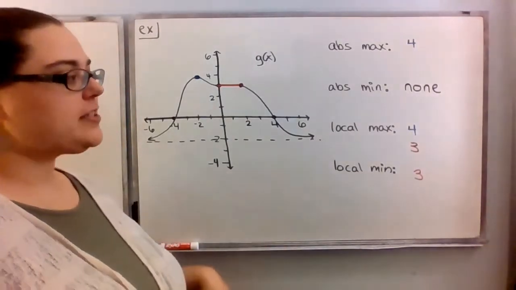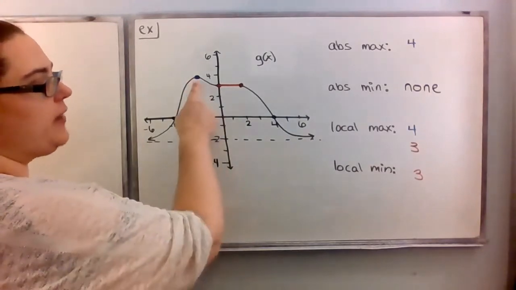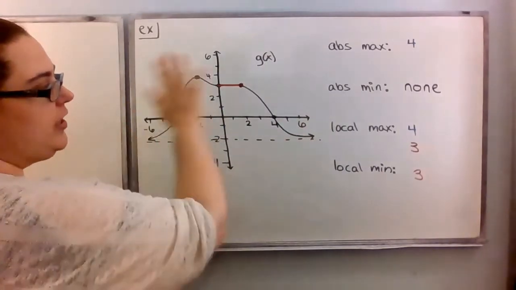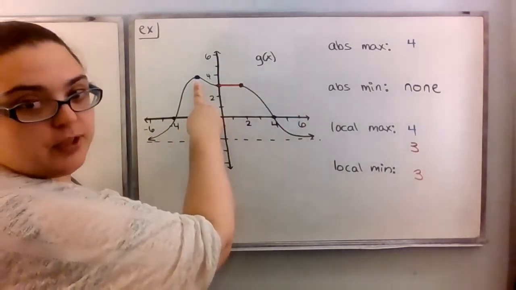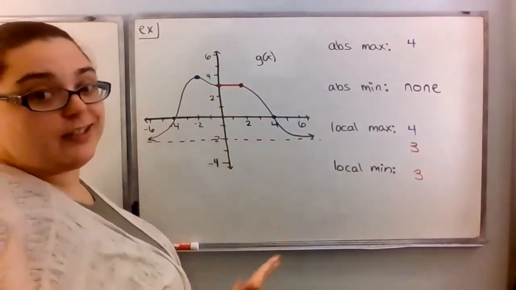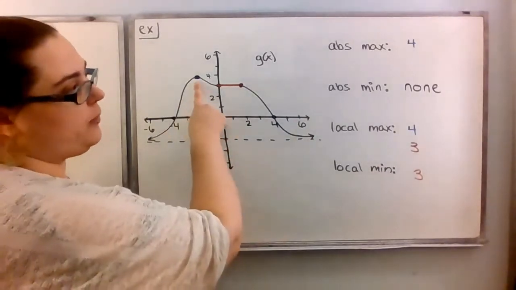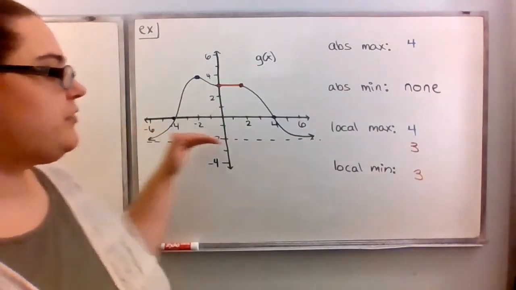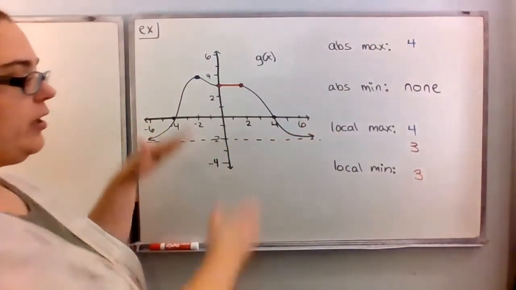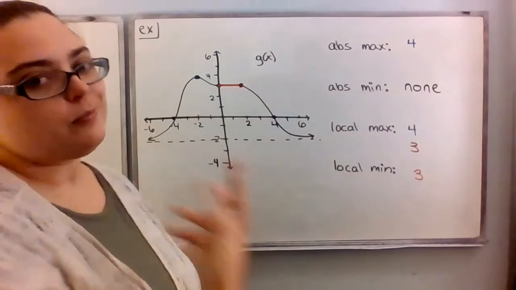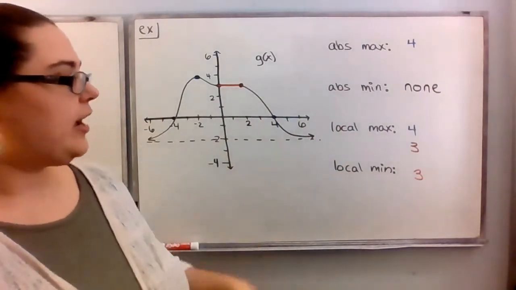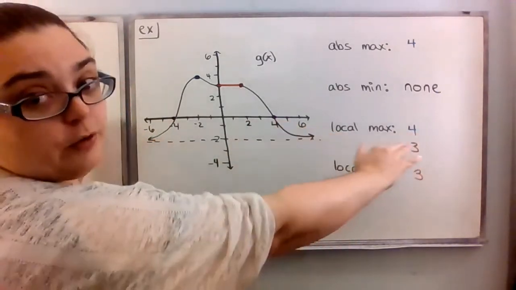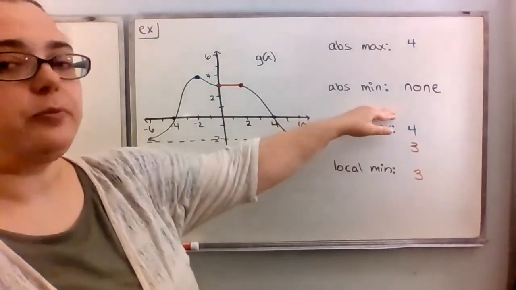So the absolute maximum is 4, happens here when x is -2. So if I look at the whole function, this is the absolute tallest point it will ever reach. And this time it was a filled in point, so we actually did reach 4. So the absolute maximum is 4. Because of this horizontal asymptote, we approach -2 from the top, but we never reach it. So we never have an absolute minimum because our floor is this asymptote that we never reach. So there's no absolute minimum value.